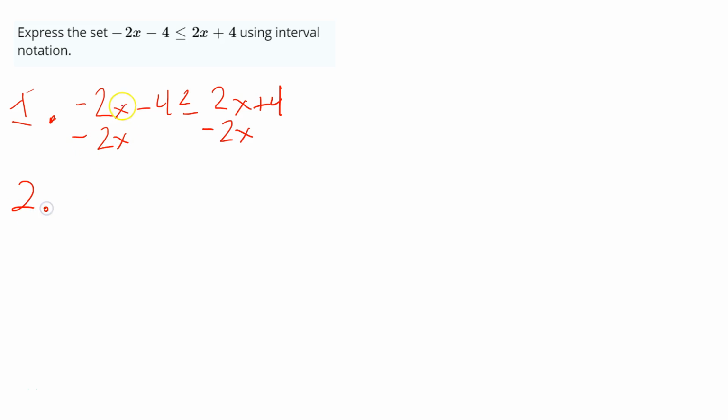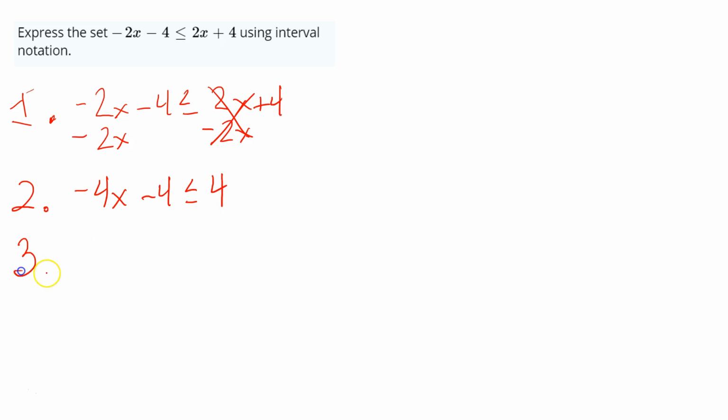So at the next step, you're going to have the following. Negative 2x minus 2x is going to give you negative 4x. You copy the 4. You copy that less than or equal to. On the right side, these two go away. They cancel. All that remains is positive 4.